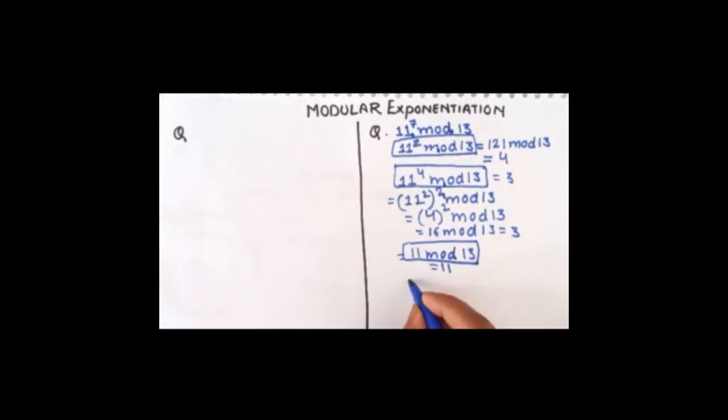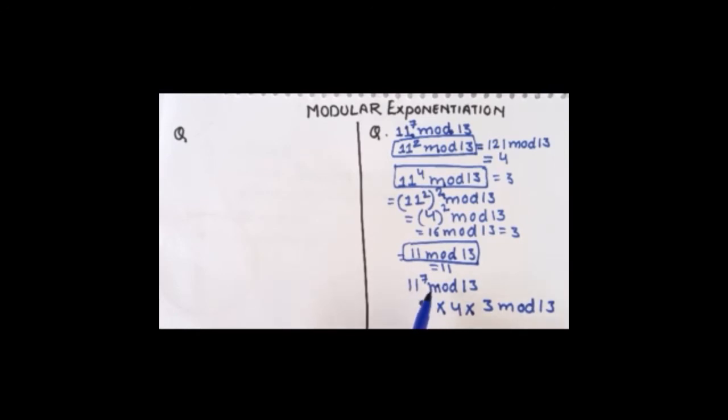Now since I know these, I have to find out 11 to the power 7 mod 13. What would I do? I can write 11 to the power 7 as 11 into 4 into 3 mod 13. Any problem here? No, right? So what am I doing here? I'm actually writing down the values.